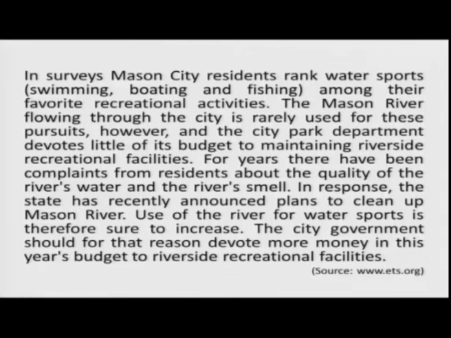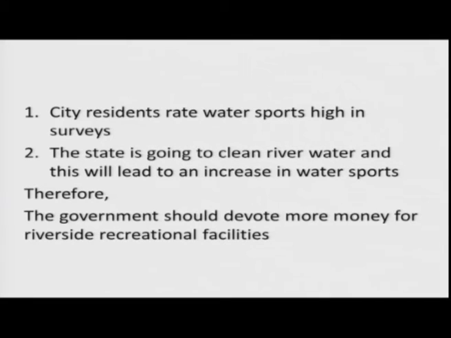So, are you now happy with this argument? Now let us first identify the main argument. The main argument is that residents have complained about the quality of the river's water, and in response there is a plan to clean it. So, as a result, use of the river for water sports is going to increase. So, the government has to spend more money to create recreational facilities. So, this is the argument.